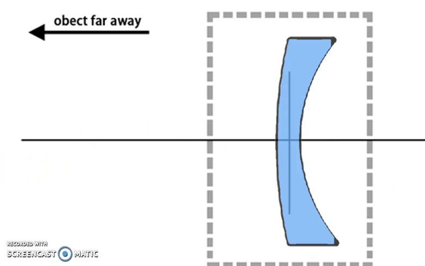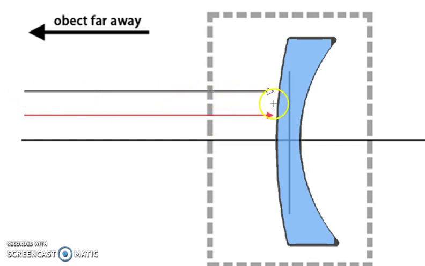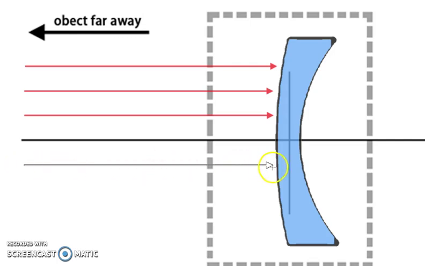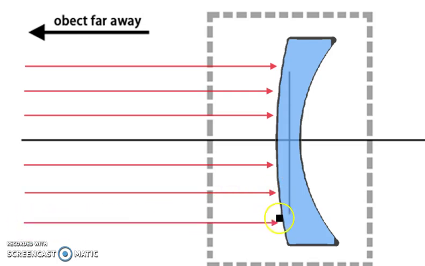What I'm saying is that far away, I'm going to have light rays that come towards the lens all parallel to the principal axis. So I'm just going to draw them all in. Now, I don't have to go through every single one of these. In fact, two is probably more than enough. Notice also, I'm going to have one ray that goes right through the principal axis, and that's a very useful one, because that one's just going to go straight through.